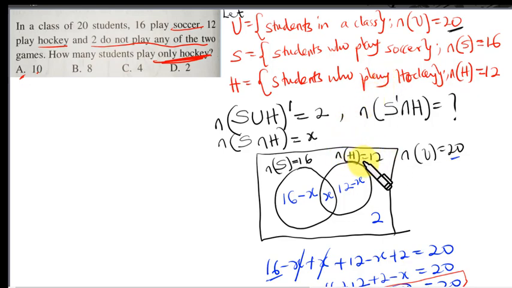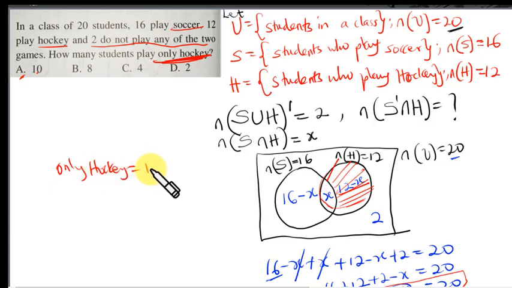So where is the hockey circle? There is the hockey circle. Only hockey means we don't want those who play hockey and soccer. So only hockey, that is the region. Only this part. We cannot add this x because here we have the soccer part. So only hockey is only hockey.